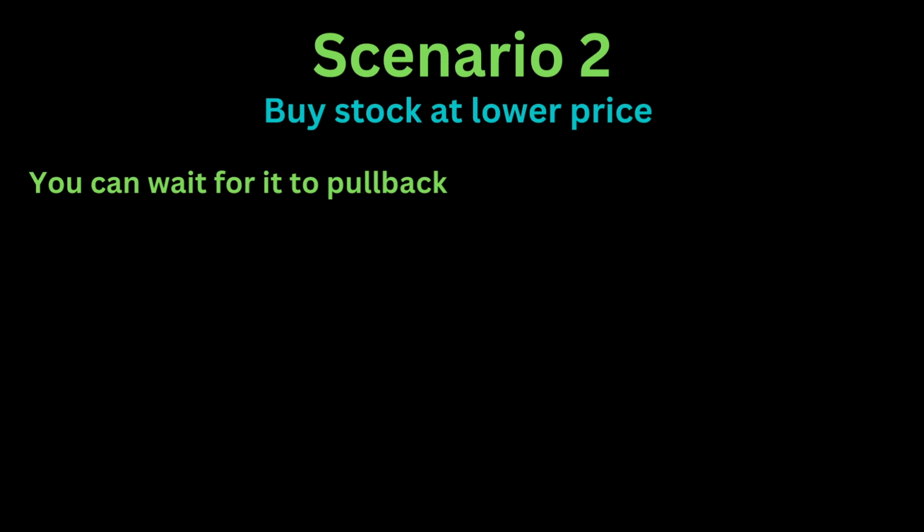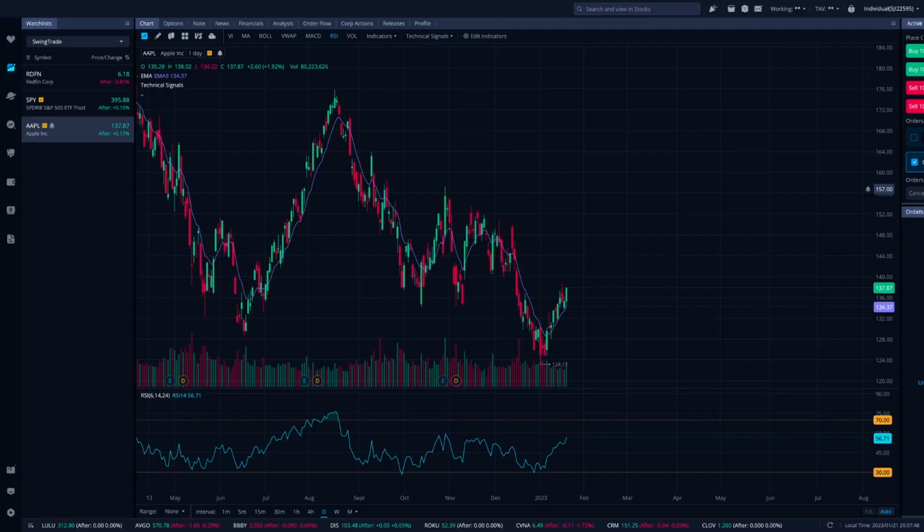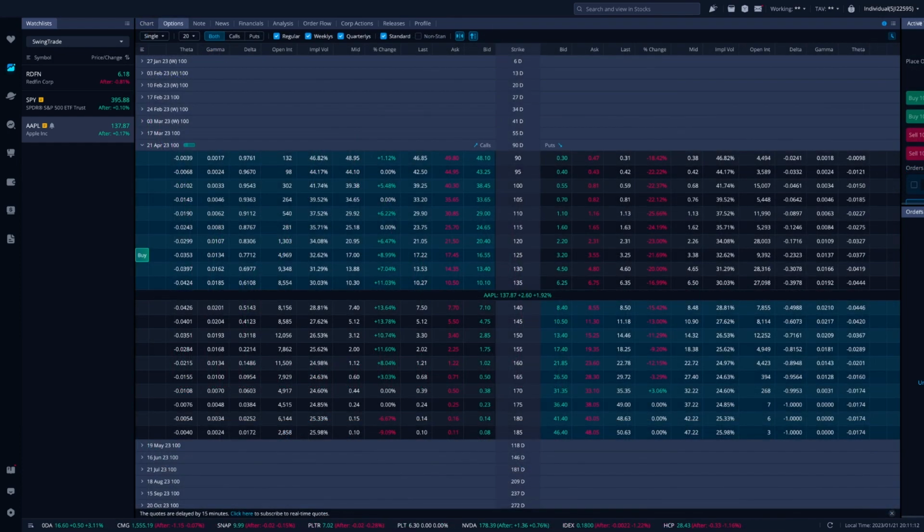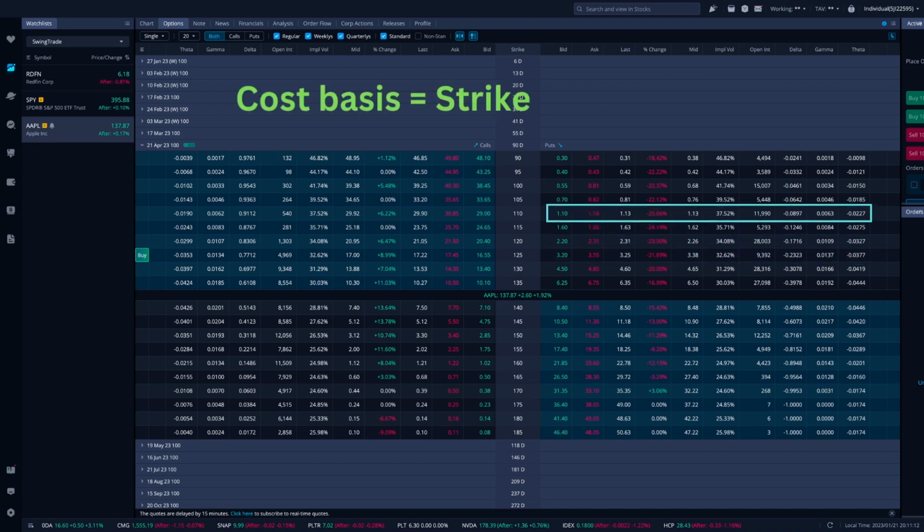Take this Apple stock as an example. You saw that Apple stock hit $125 a few days back, but it rallied to $135. Now, you want to buy the stock at $125. Instead of selling the put at the money, which is right now $135, you sell a put for strike price $125.